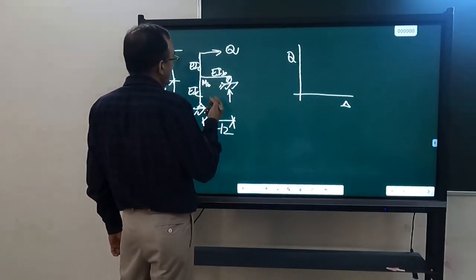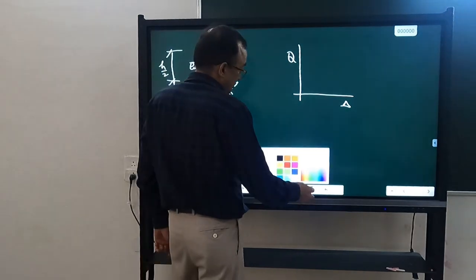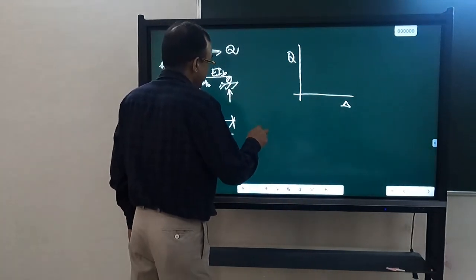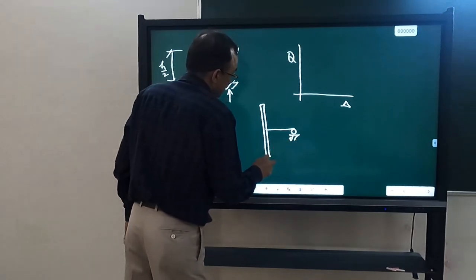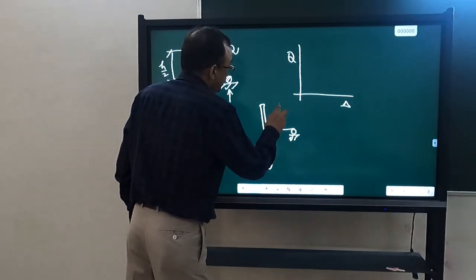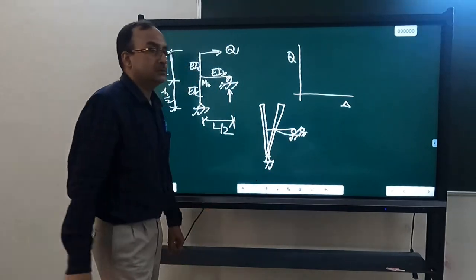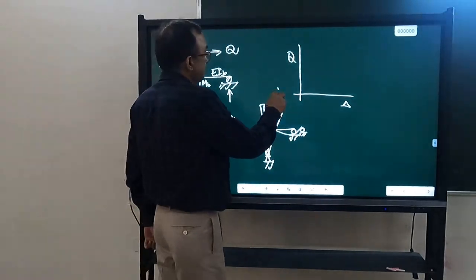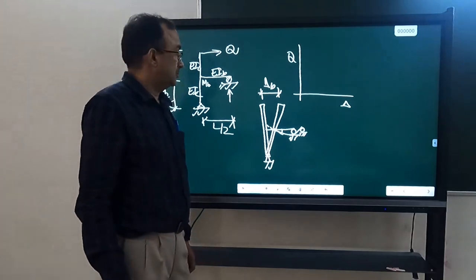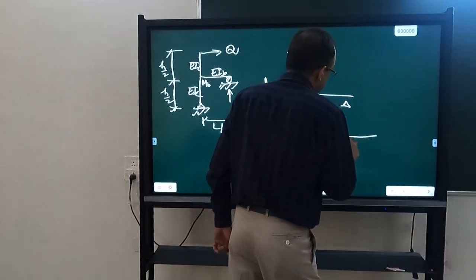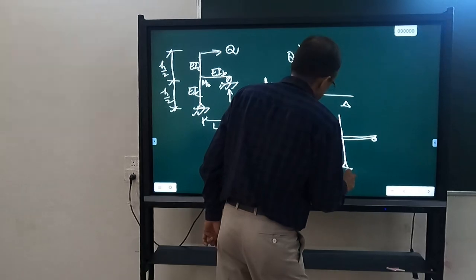This also you can divide into two. Let's first assume that the column is rigid. So when the column is rigid, the beam will bend like this. This is our delta B, which you can obtain by taking out this angle. Okay. Second case, the beam is rigid, the column is flexed.